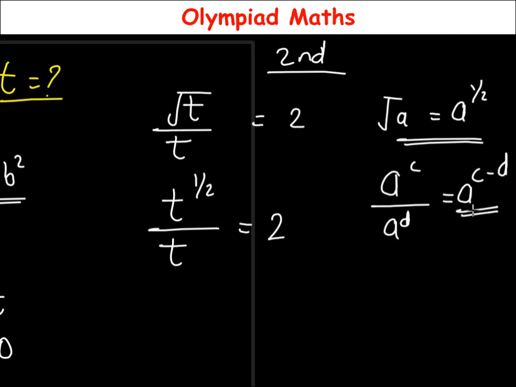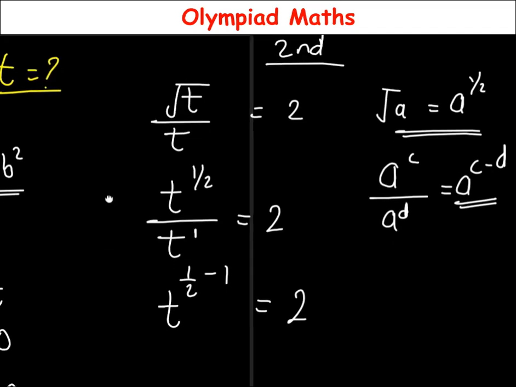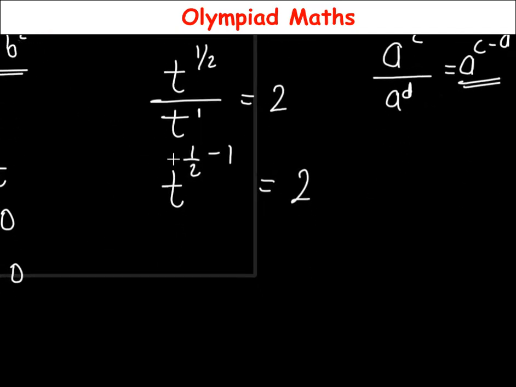So applying this rule right here, we have the same base, so pick 1, and don't forget that the power of t right here is 1. So you then subtract the power. 1 over 2 minus 1 is equal to 2. The next thing we are going to do is to first of all simplify the powers, which is half minus 1. So half minus 1.